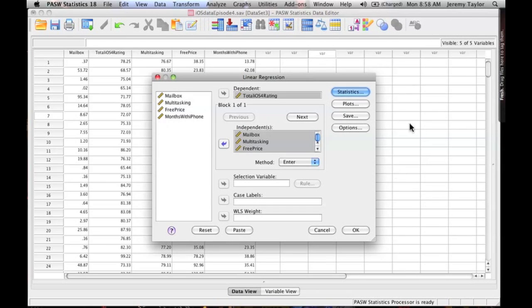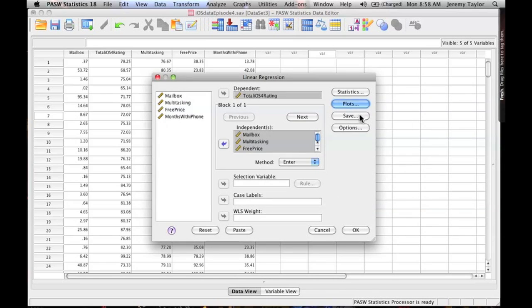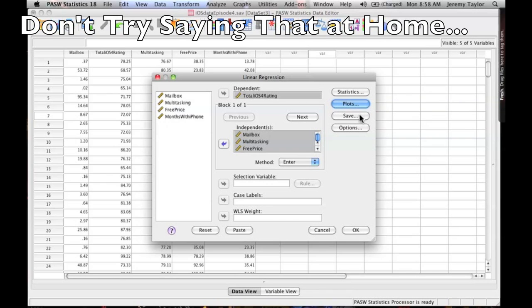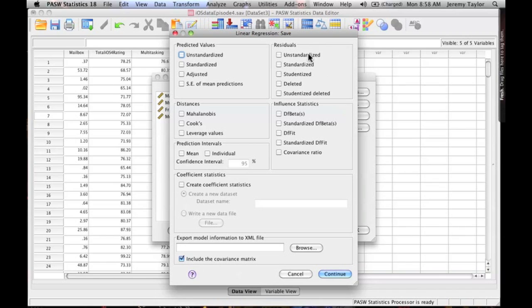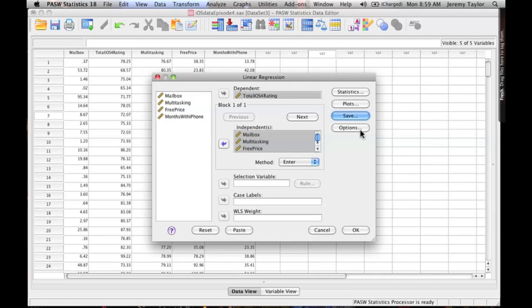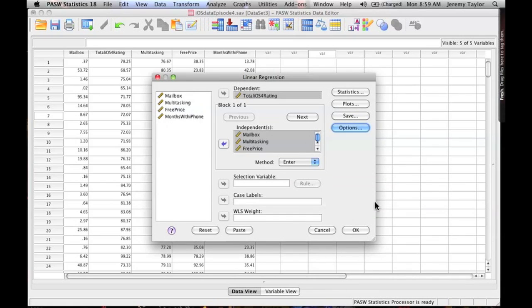Under the plots, you can put the S residual and the Z residual and the Z predictor in the X and Y axis, and also check these graphs here to check a few more assumptions like heteroscedasticity, easy for me to say, or you could also check the homogeneity of variance. Under the save, you can save either standardized or unstandardized residuals, or some other statistics like Cook's or the leverage values, which also test assumptions.